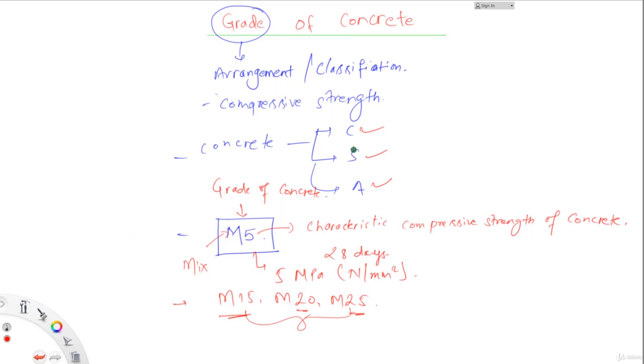Now we have different strengths of the concrete such as M5, M10, M15, M20, M25. So they are the different groups of the concrete having different strengths. We know how much strength they have. So we arrange them and we say that those are the grades of the concrete. And this is the simplest meaning of the grade of the concrete.